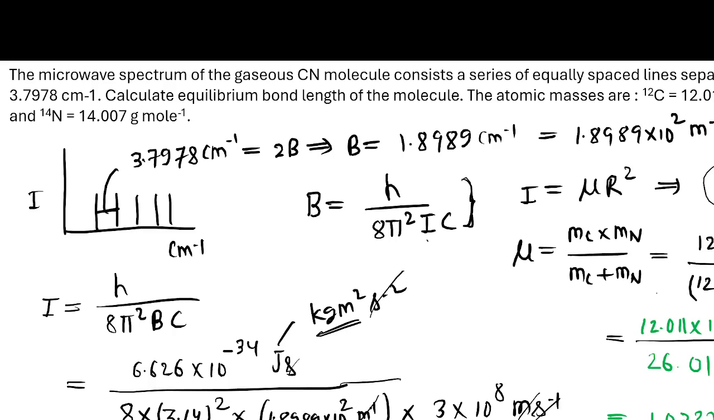These are the answers. So here we calculated for CN, but in the exam they can ask for anything, for CO, for HCl, for HBr. So the approach is, first you have to calculate the moment of inertia from your B value, from your spectrum, and then you have to calculate your reduced mass. Then simply by this expression you can calculate the bond length. Got it, right?